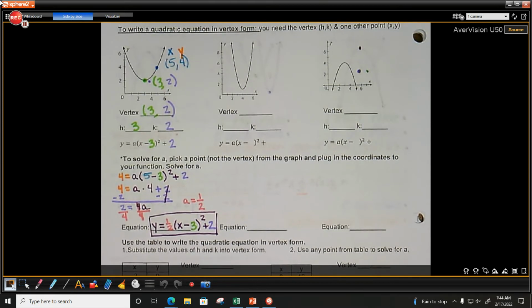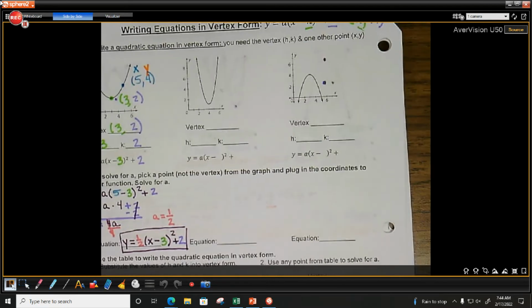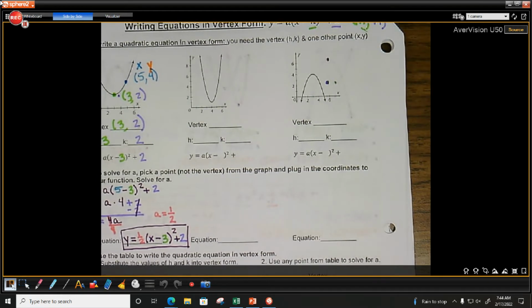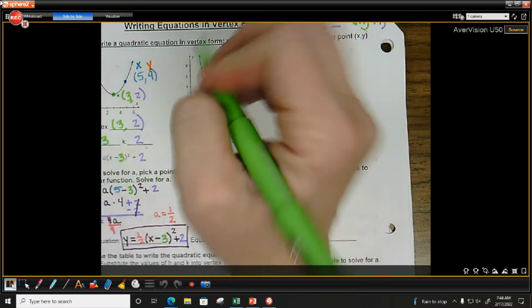How do we feel after doing just one of these? Okay, we're going to do 4 more. So if we're not great yet, that's okay. Okay, so again, in order to write in vertex form, you must find the vertex. Step 1, look at your parabola.